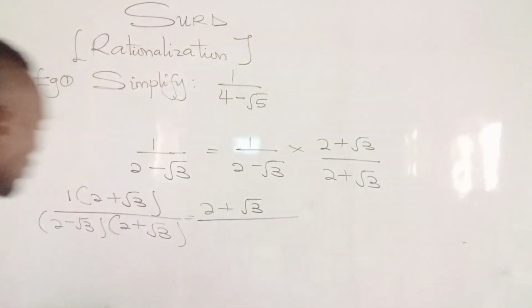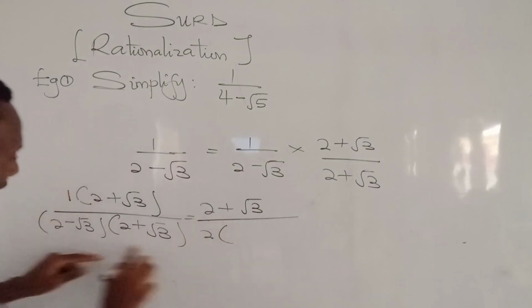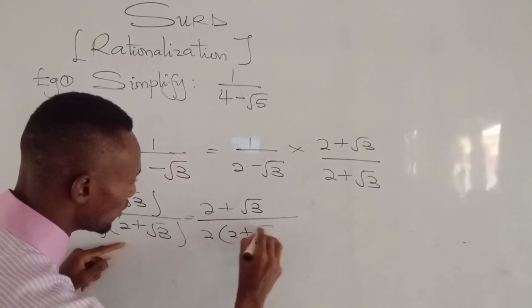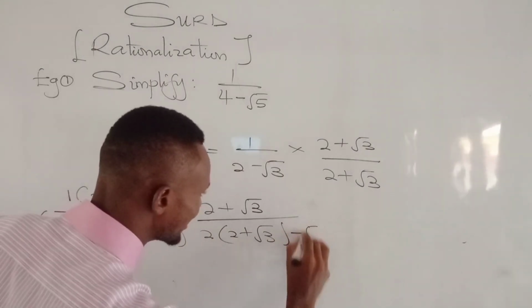So let's go ahead and simplify the denominator. When I take this 2 here, it will multiply the last bracket, which is 2 plus root 3. Then I'll take this minus root 3 also.